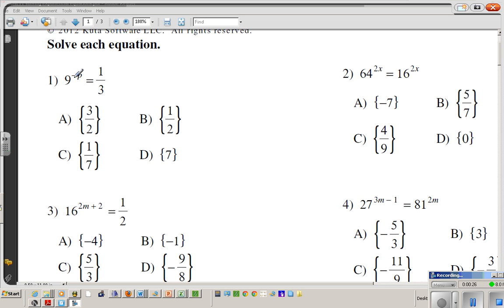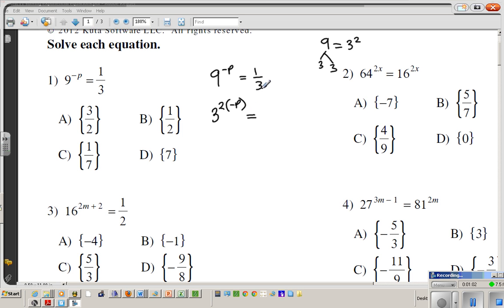So we have 9 to the negative p here. Can I break down 9 any further? Let's see. I can break down 9 into 3 times 3. So basically 9 is 3 squared. So instead of writing 9 to the negative p, let me write it over here. 9 to the negative p equals 1/3. I could just change 9 into 3 squared. But wait, there was a negative p here before, so I need to encapsulate that in parentheses like this, equals 1/3.